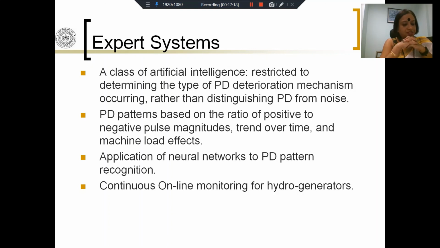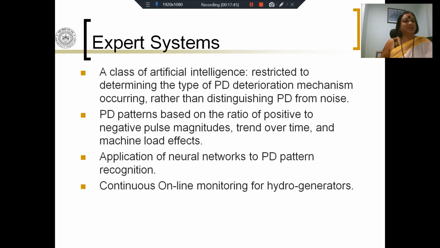What are expert systems? It is a class of artificial intelligence which is restricted, in this case, to determining the type of PD deterioration mechanism occurring rather than distinguishing PD from noise. So we would like to figure out, is there PD happening, and if it is happening, what kind of PD is happening? We're not really looking at a quantitative analysis. So how do we do that? We look at the PD pattern and we analyze.